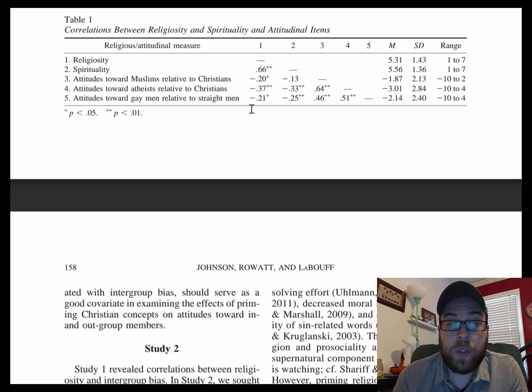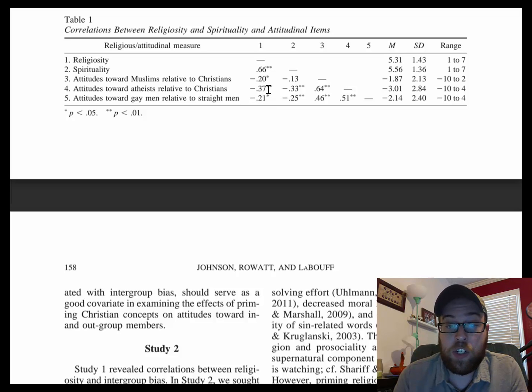But what about these variables? So this is the correlation between religiosity and attitudes towards Muslims, attitudes towards atheists, and attitudes towards gay men. We see that each one of these correlations is negative. So what that means is that as religiosity goes up, attitudes towards Muslims go down, attitudes towards atheists go down, and attitudes towards gay men also go down.